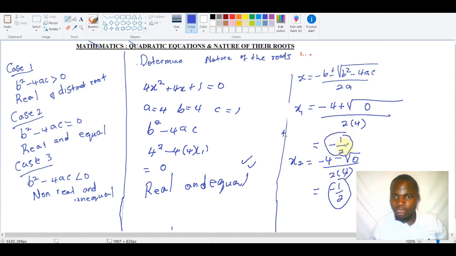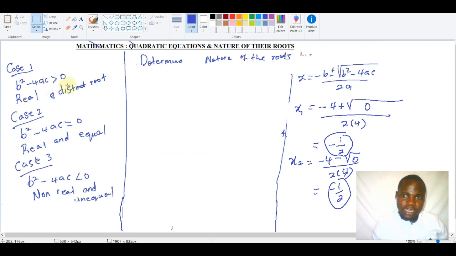So you see these answers, they are equal to one another. x1 is negative half and the other one is negative half. So those answers are equal, and they are also real numbers. Negative 1 over 2 is a real number, right? So now let's look at another case first before we run out of time. We have limited time.